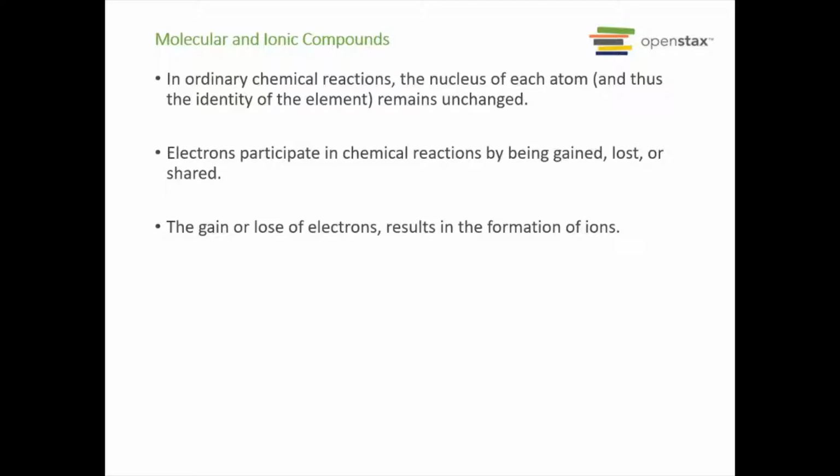So, in ordinary chemical reactions, the nucleus of each atom, and that's also what gives our element its identity, does not change. So the protons and the neutrons, we don't touch them. It's electrons that are participating in chemical reactions. They're either gained, lost, or shared between atoms. And like we saw in last section, when we gain or lose electrons, the atom becomes an ion.